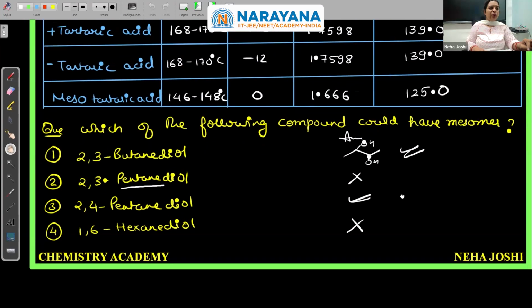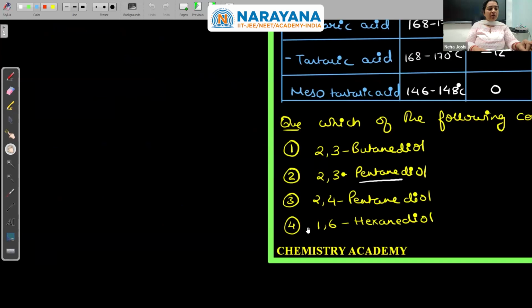I think it's a very usual and common question. Do it. 1, 2, 3, 4. Which one of these will have a mesomer?